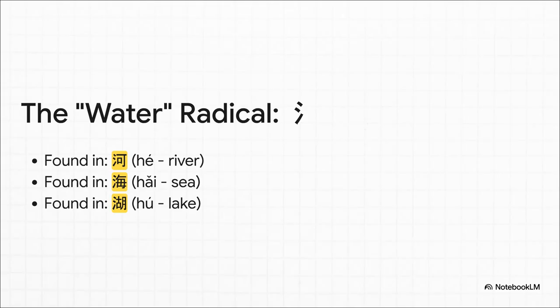See that little 3-dot symbol on the left? That is the water radical. Now look, here it is in the character for river, hu. And here it is again in the character for sea, hai. And what do you know? Here it is in the character for lake, hu. So even if you've never seen these characters before in your life, the second you see that little 3-dot symbol, your brain can go, okay, this probably has something to do with water. It's like a secret clue to the meaning hidden right there in plain sight.